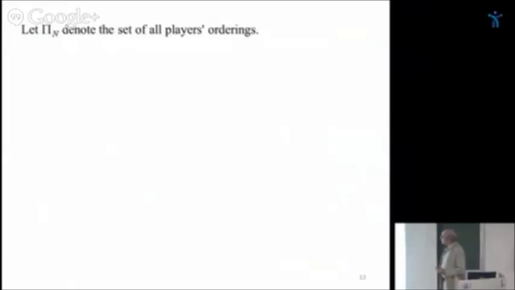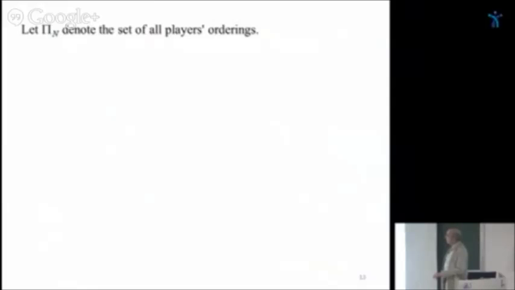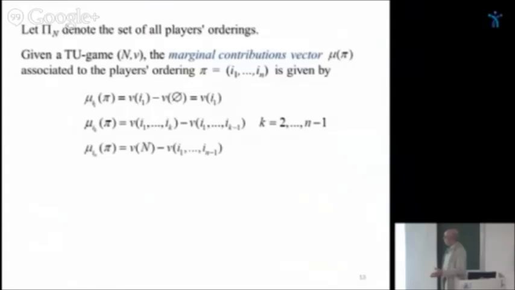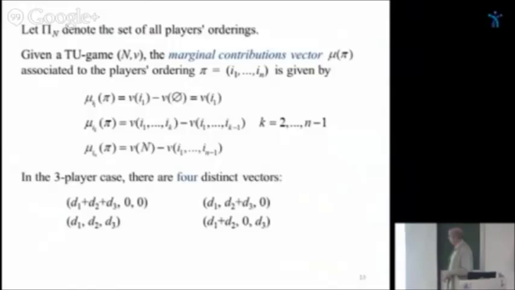So what is the next concept that we would like to look at? It's, of course, the Shapley value. To define the Shapley value, we start with player orderings. We define marginal contribution vectors. You know the parabola. No? Player one enters a room, receives his marginal contribution. Player two comes in, receives his marginal contribution. So to each ordering, we can associate an imputation, which is attached to that ordering.